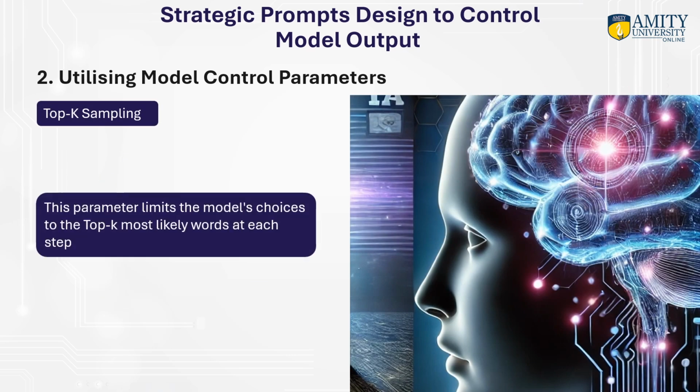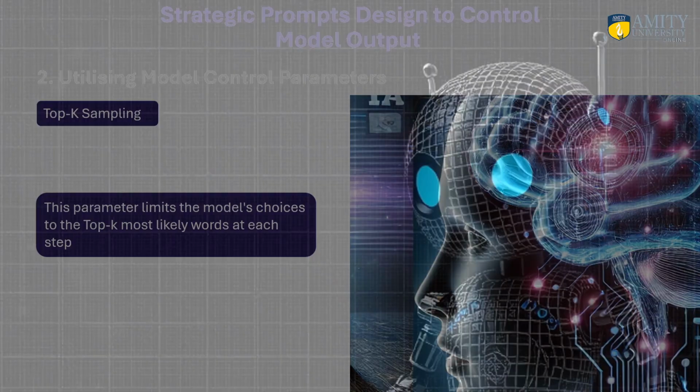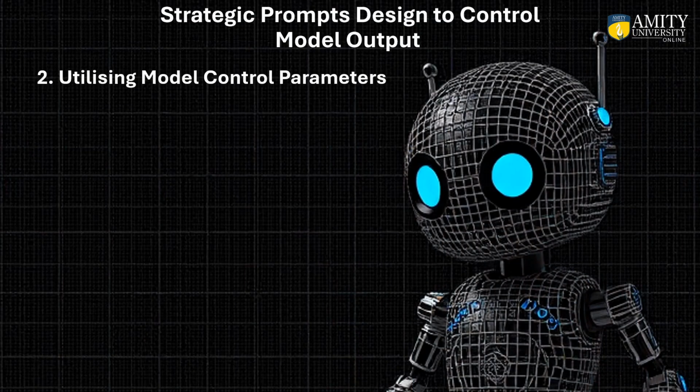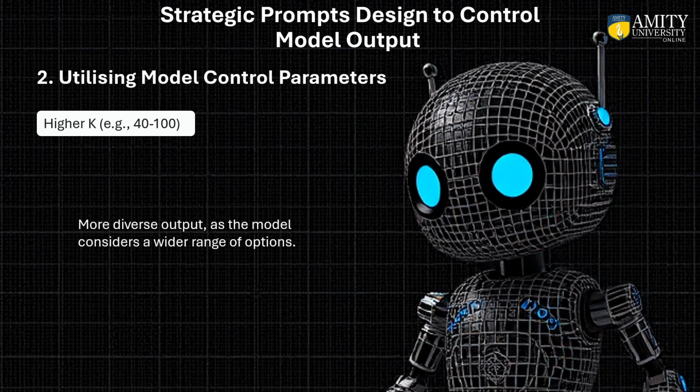This parameter limits the model's choices to the most likely words at each step. Let's try to understand it with a set of examples. Let's say I give higher K values, such as 40 to 100, so more diverse output can be produced as the model considers a wide range of options. Let's suppose it is deciding what should come next, because it works on probabilities. So when you increase the range of this sampling, it will include more options.